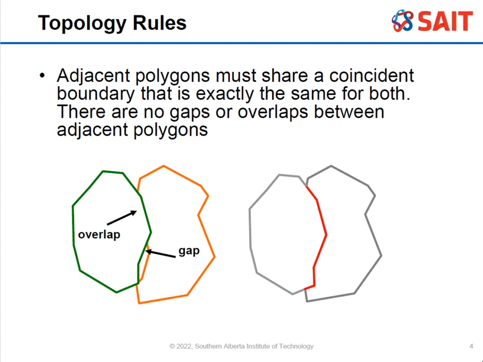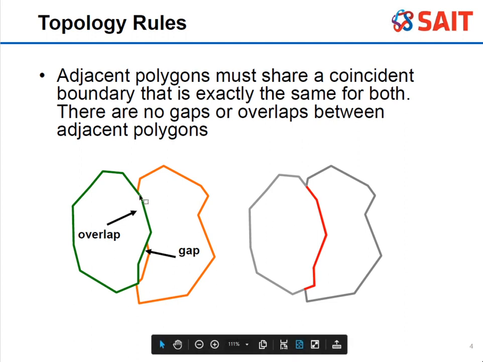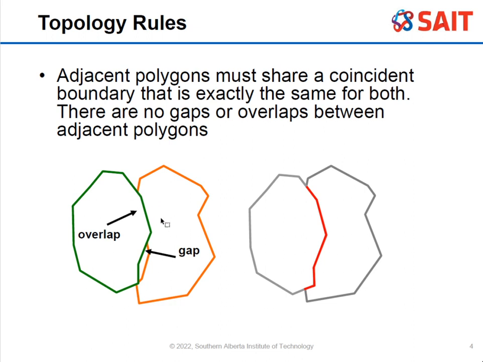One of the main rules is that adjacent polygons must share a coincident boundary, exactly the same for both polygons. In this diagram, we have the shape of one polygon and the shape of the other, an orange one and a green one. The green one appears to overlap into the orange polygon, and we call that an overlap. Then there's also a gap. In between the two, you can see that the orange stops here and the green stops over here, and that leaves a white spot in the middle.